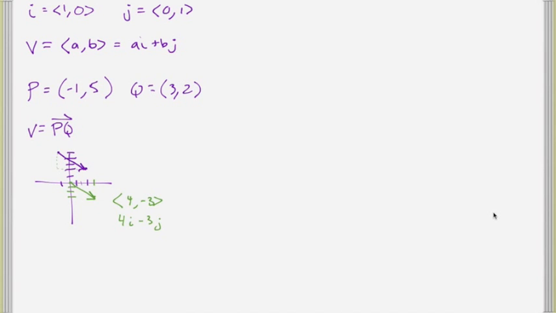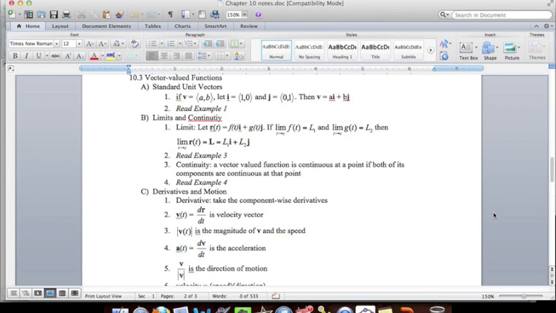Then we're going to look at calculus on these things. The first thing that we learned in calculus was limits and continuity. It says if r is some function times i plus some function times j, then what we can do is just take the limits of the two functions, and that will be the limit of the whole vector-valued function. You take your limit of the x part and your limit of the y part, and that's just going to be those two individual limits.